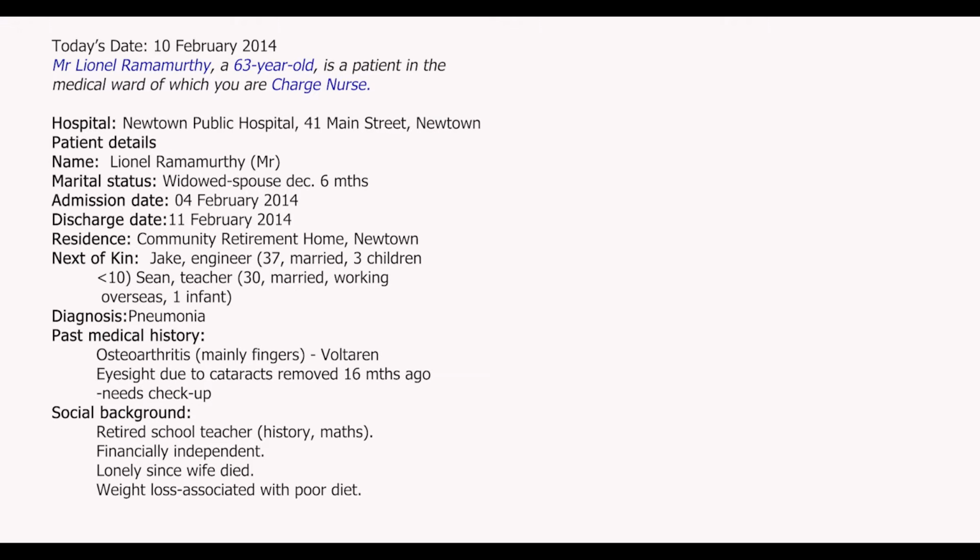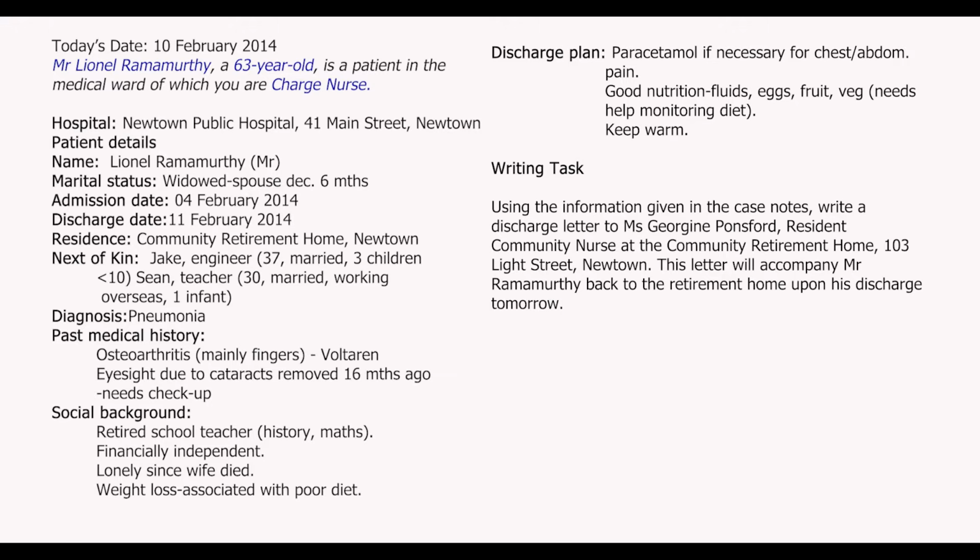After that, go to the writing task and figure out who is the reader of the letter. Here the reader is a resident community nurse. That means we need to include only those data which are important from a nurse's perspective so that the nurse can provide the appropriate care for the patient. Next thing is to check whether the case is known or unknown. You can do that in two manners. Firstly, if the reader is mentioned as the patient's nurse or Mr. Ramamurthy's nurse, then the case is known.